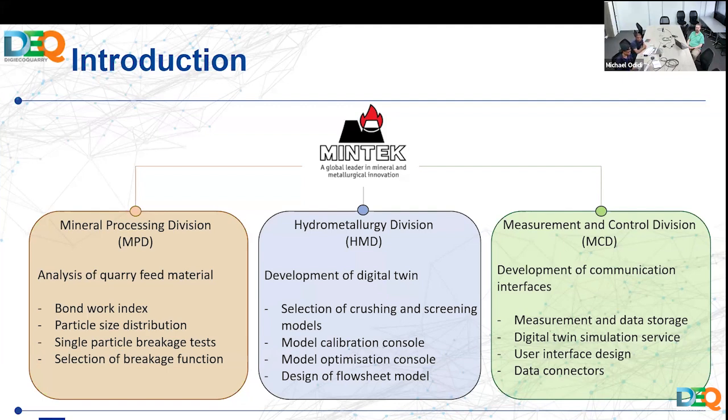So without further ado, I'm going to hand over to my colleague from the Mineral Processing Division, Dr. Sandile, who's going to take you through the work that they did for this project.